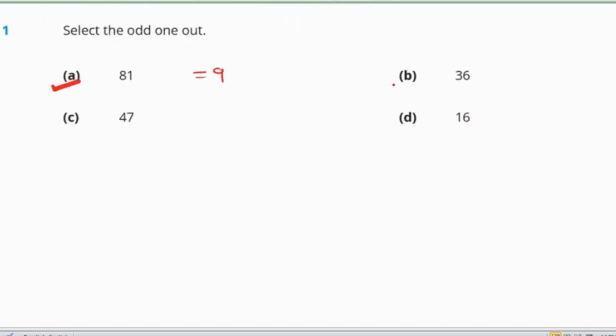And if we are talking about option B, which is 36, 36 is also a perfect square, and 36 is the perfect square of 6, correct? If we are talking about 16, 16 is also a perfect square, and 16 is the perfect square of 4. So the only option we are left with is 47, and 47 is not a perfect square. That's why among all the options we have right now, option C is the odd one out. Got it? So let's go with the next question.